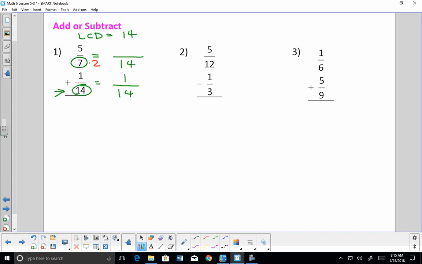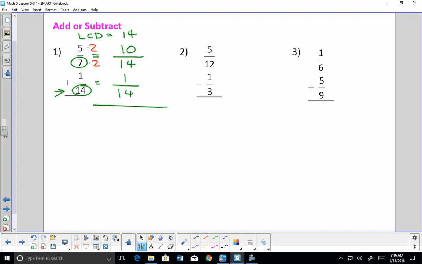If I do something to the denominator of the fraction, I need to do the exact same thing to the numerator of the fraction. Just like if you do something to one side of an equation, you have to do the same thing to the opposite side of the equation. To keep things balanced, we have to do the same thing to all parts to keep it equal. 5 times 2 is 10. I now have 10/14 plus 1/14.